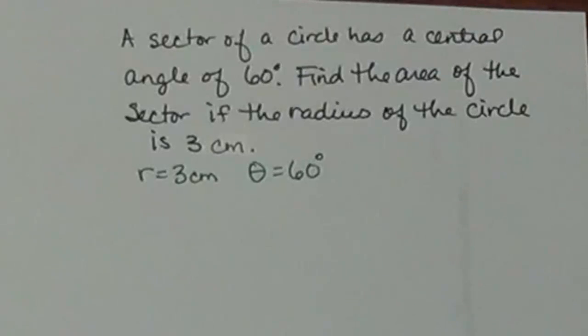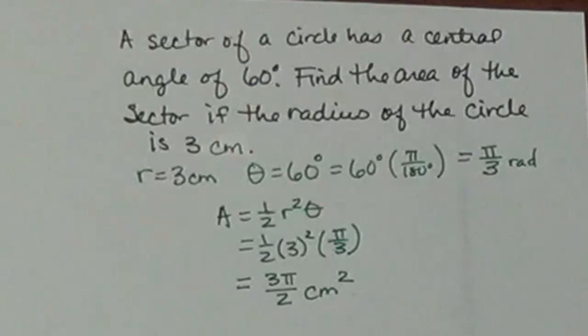So we start with, we know the radius is 3 centimeters and the central angle is 60 degrees. But notice again for our formula, our theta has to be in radians. So here we need to convert our 60 degrees to radians. So theta will equal pi over 3 radians, and now we can plug into our equation. So our area will equal 3 pi over 2 centimeters squared.